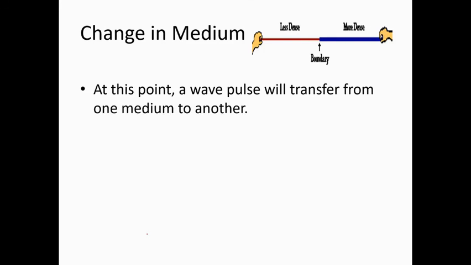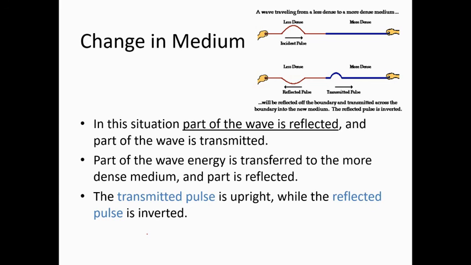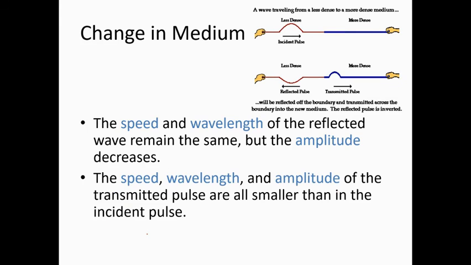Now, what if you change the medium? Because if you change the medium, then the wave is going to transfer differently, correct? At this point, a wave pulse will transfer from one medium to another. So if I'm going from less dense to more dense, I'm going to have a reflected pulse come back inverted, and a transmitted pulse, the pulse that goes through, is going to go in the same direction, non-inverted. So part of the wave energy is going to be transferred to the more dense medium, and part of it is going to be reflected. The transmitted pulse is upright, the reflected pulse is inverted.